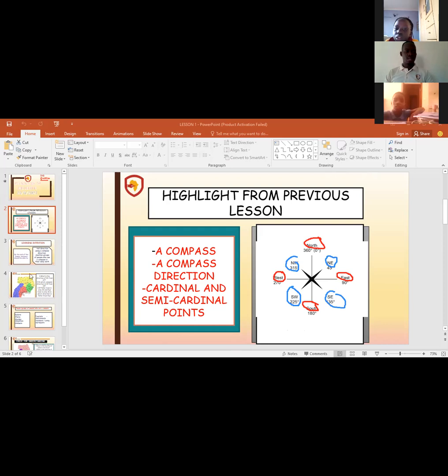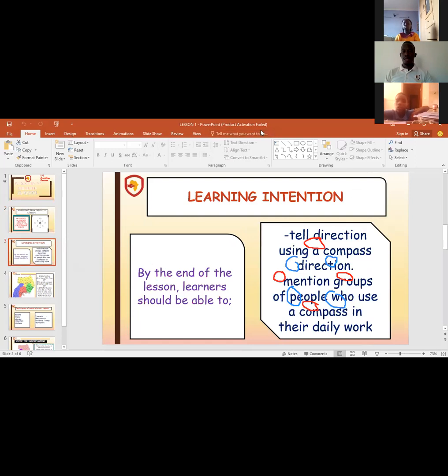Now, in our today's lesson, by the end, everybody should be able to tell direction of places using a compass direction. Then also everybody should be able to mention groups of people who use a compass in their daily work.